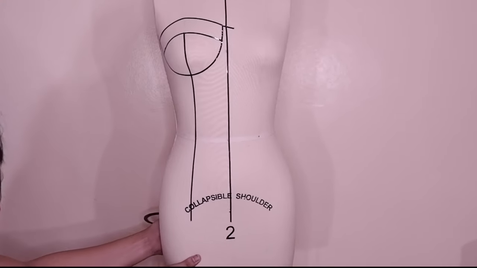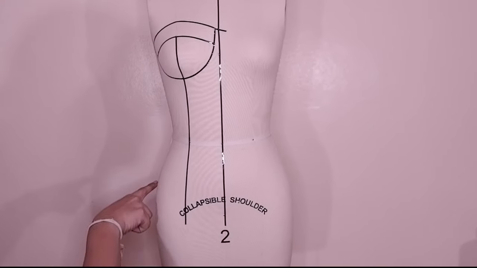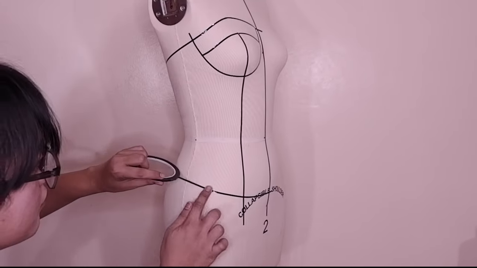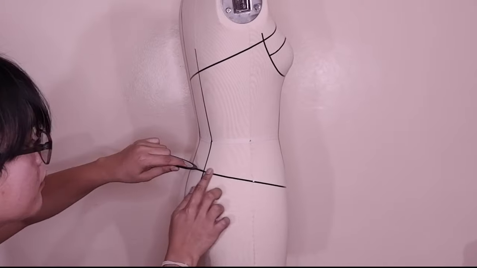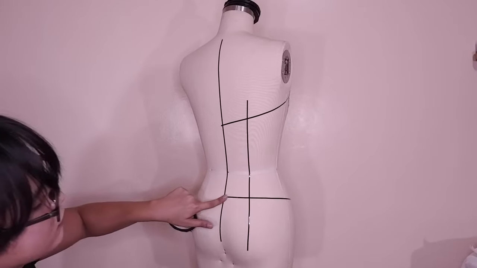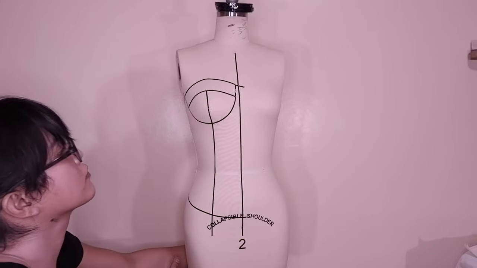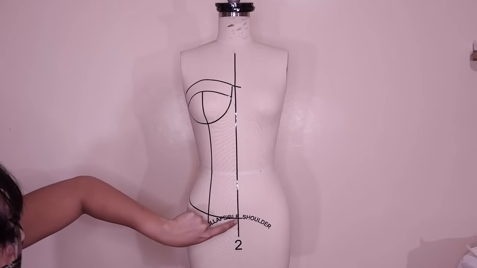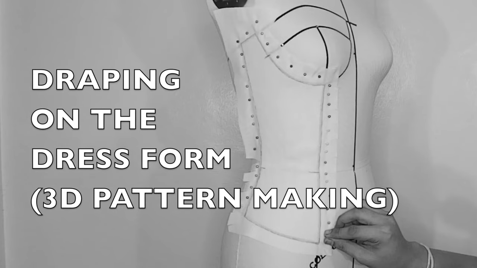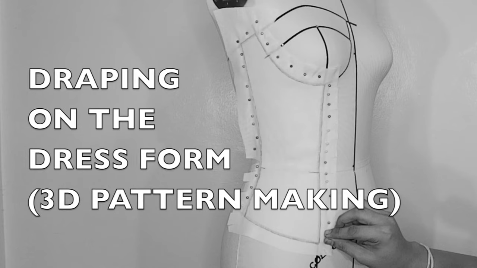And finally, I am going to draft the hemline for my bustier. There's no exact measurement for this, and in here, I am doing this freehand. So I am drafting this starting on the front and going to the back. And this is my design for my bustier. Let's now move on to the 3D pattern making or draping.